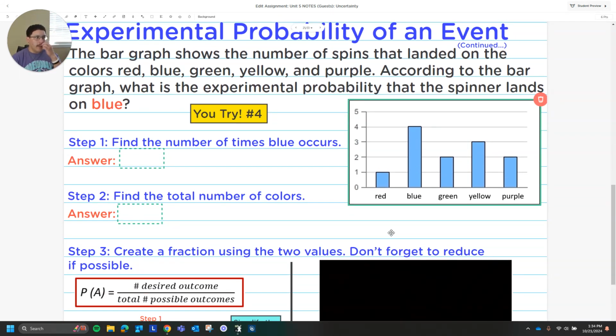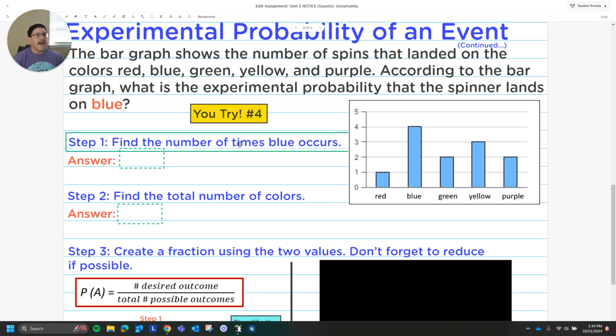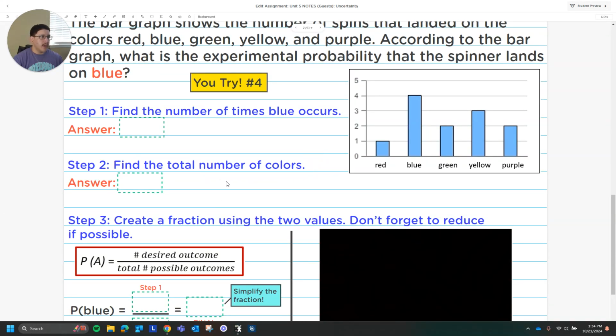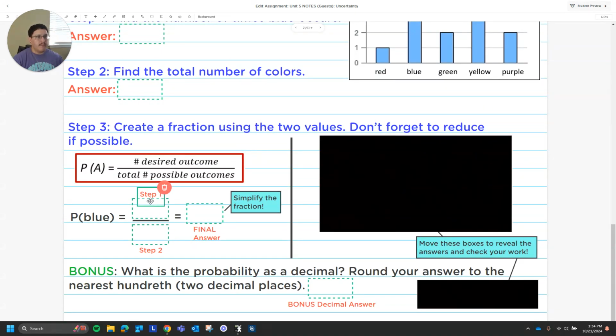You try number 4. Same bar graph, except now, according to the bar graph, what is the experimental probability that the spinner lands on blue? Find the number of times blue occurs. That's step 1. Find the total number of colors. Step 2. Total number of colors in the experiment, not just colors in general. 3. Create a fraction using the 2 values. Don't forget to reduce if possible. So divide them and then get a simplified fraction from your calculator.